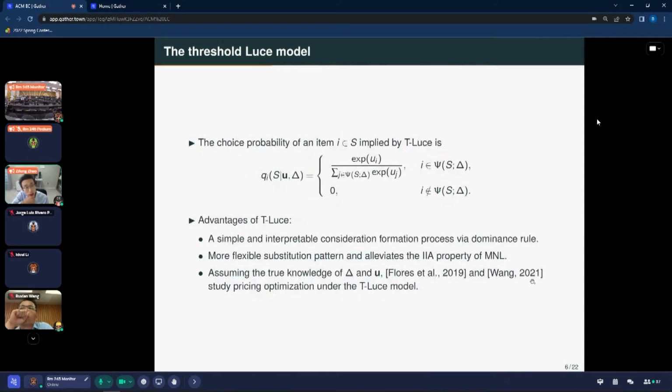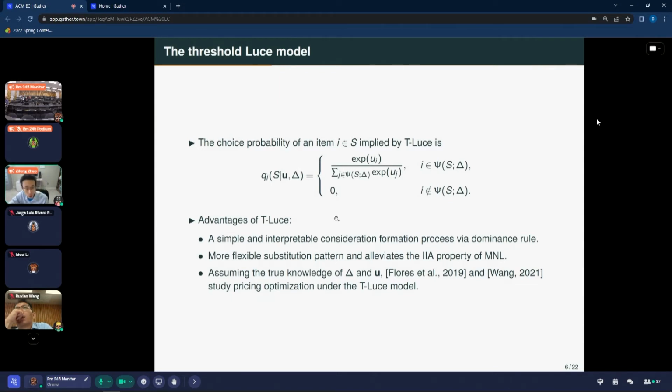Okay, so this threshold loose model will imply the following choice probability. Given all the nominal utilities and the threshold delta, all the items can be classified into 2 classes, right? If you are not included in the consideration set, you will never be chosen, so it's 0. But if you are included in the consideration set, this is just an MNL model. I compare my own utility with the sum of all the utilities of all items in this consideration set, right? So this is the T-loose model.